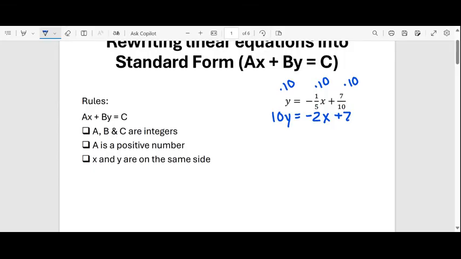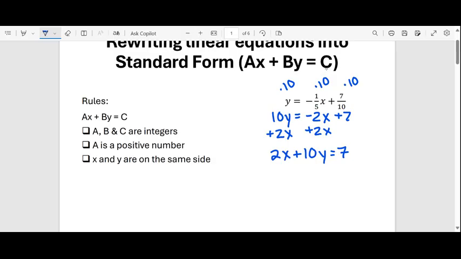Next, I have to make sure that my a is a positive number. So I am going to bring my a to the other side of the equation by adding 2x to both sides. And that will magically make that a positive number. So we have 2x plus 10y equals 7. Just to be clear, I put it in that order because I want it to look like ax plus by equals c. So my number and my x go in front of my number and my y, which goes in front of my equal sign and my c.